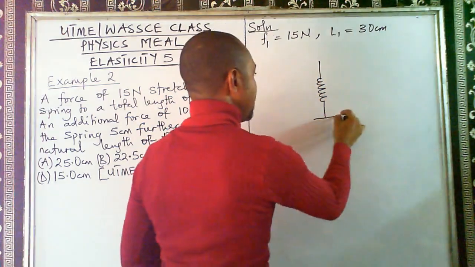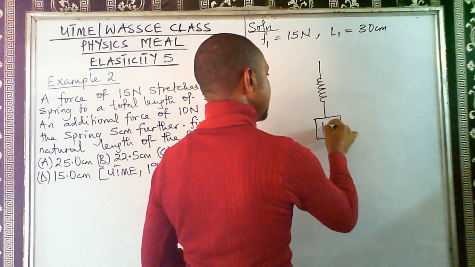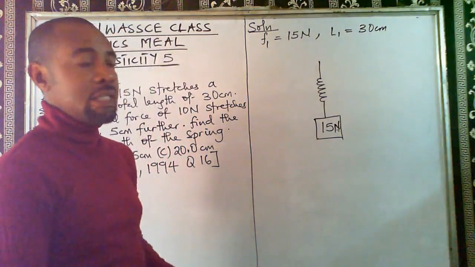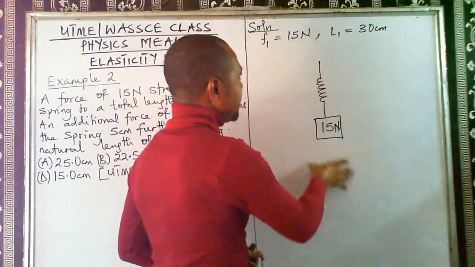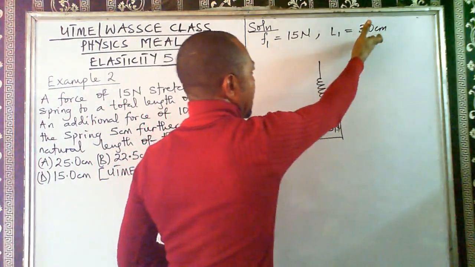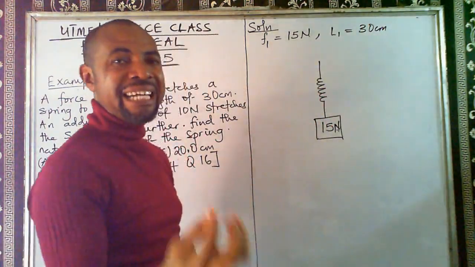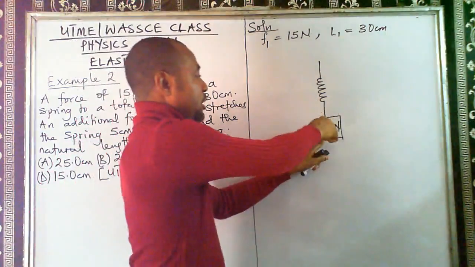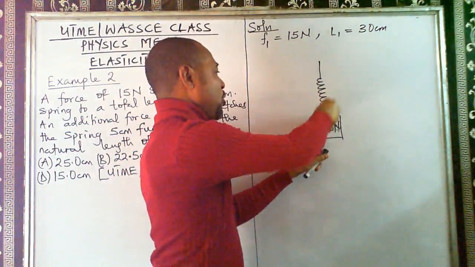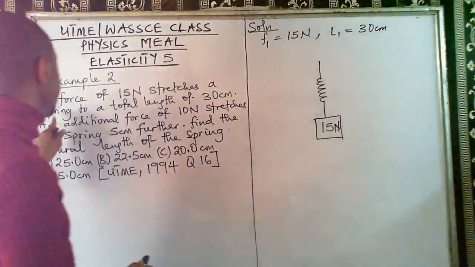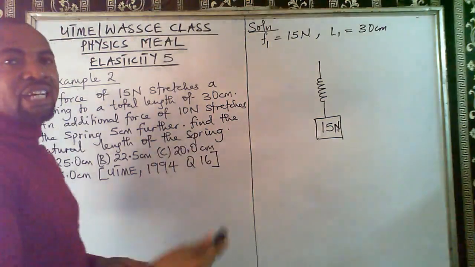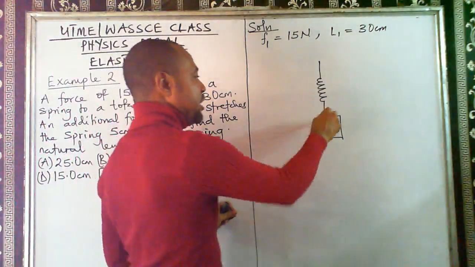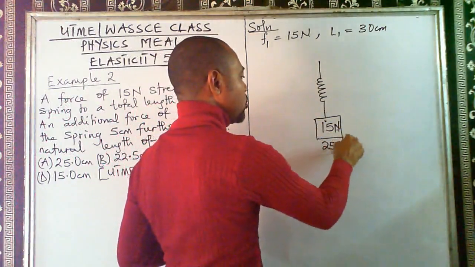So we have a force of 15 newton hanging on a spring, right? And it stretches this spring to a length of what? 30 cm. They say additional force. That means to add, it means something was there before. So an additional force of 10 newton. What is now the second force? It's not 10 newton, because when you add 10 to this, it's going to produce what? 25 newton.